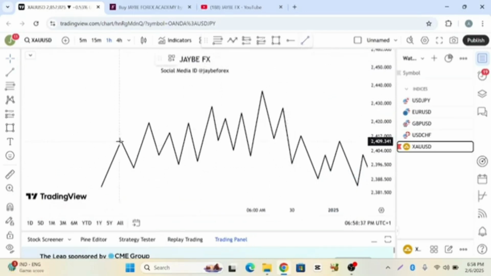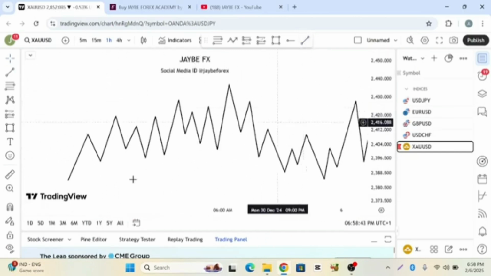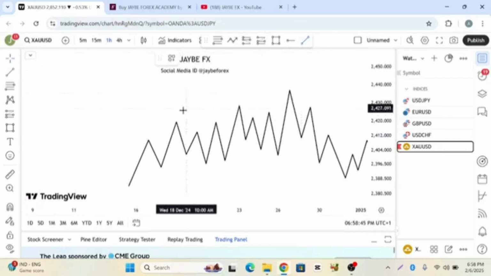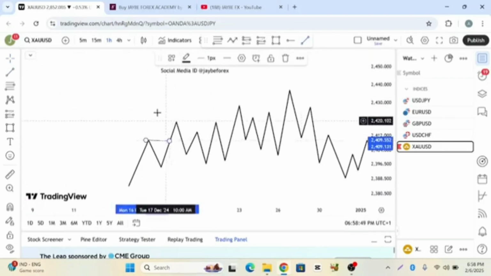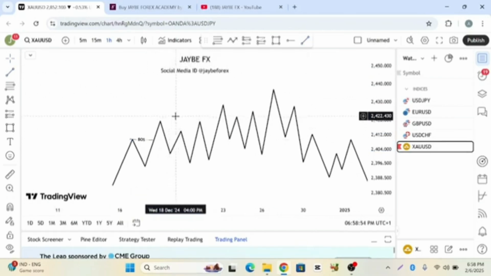All right. First thing first, what do we have here? Okay. Now, what can you see here? This is a BOS, which means break of structure to the upside. I'm only using break of structure. Now, like I was saying, internal and external concept.